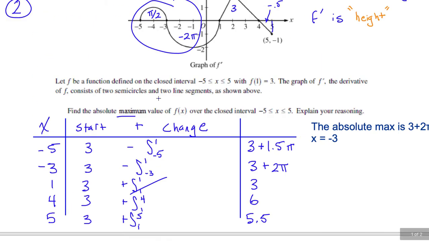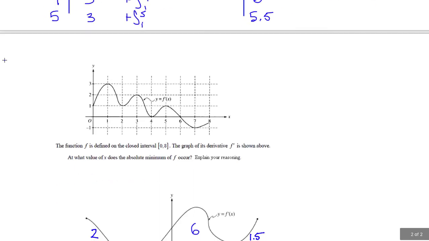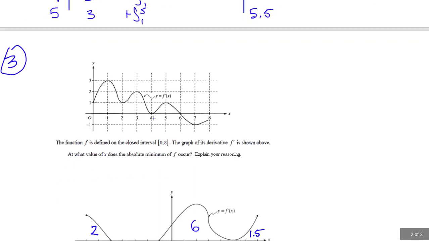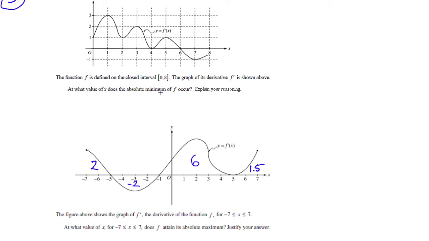Yeah, so that was number 2. We're on to number 3. We're looking for the absolute minimum. There's only one place that it crosses the x-axis. It's right there. We have a bunch of positive area and then some negative area, and we're looking for the minimum. So the minimum can only happen at the beginning or at the end, and it's probably going to be the beginning.